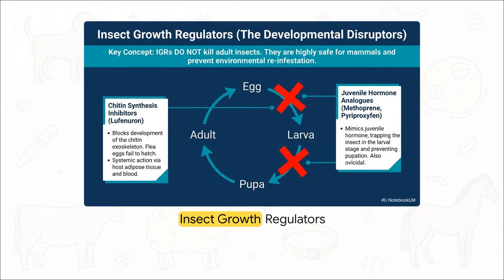Let's start with insect growth regulators, or IGRs. The absolutely crucial concept to grasp here is that IGRs do not kill adult insects. Not at all. Instead, they act as developmental disruptors.